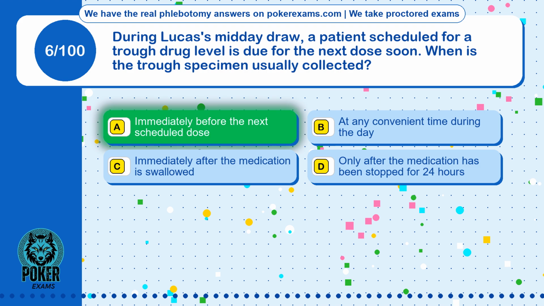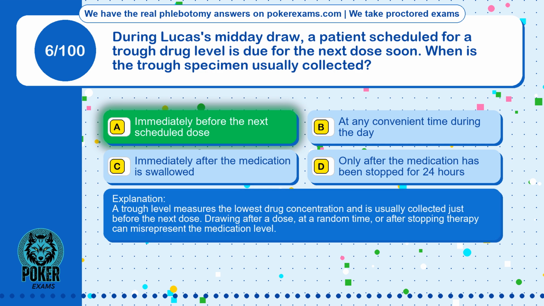The correct answer is option A. Immediately before the next scheduled dose. A trough level measures the lowest drug concentration and is usually collected just before the next dose. Drawing after a dose, at a random time, or after stopping therapy can misrepresent the medication level.